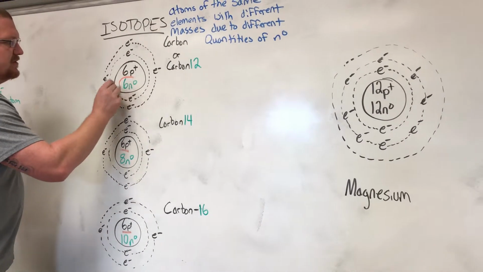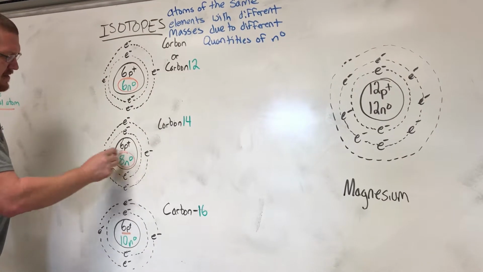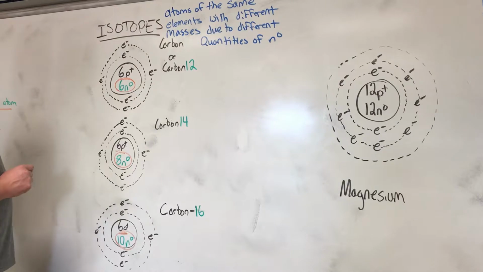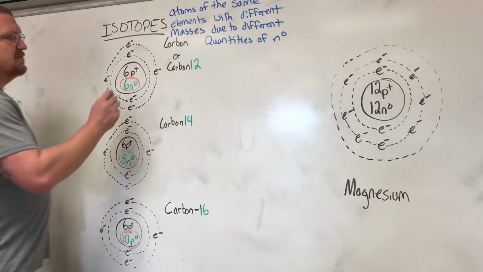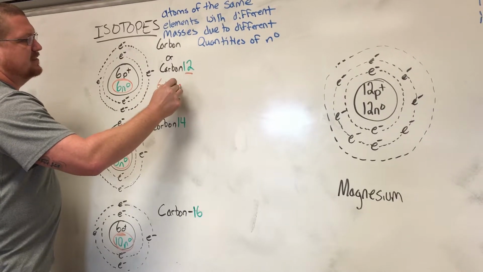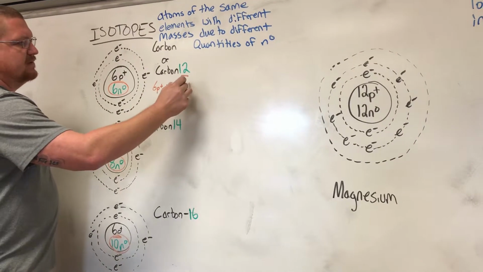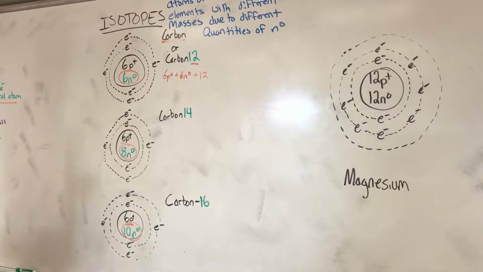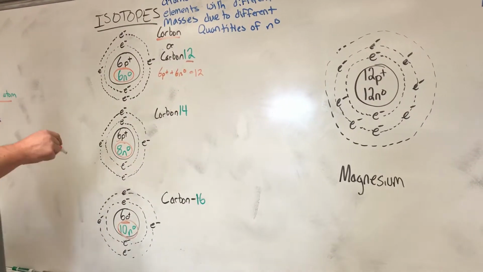But where we start to differentiate is at the neutron level. This atom has 6 neutrons. So this carbon has a mass of 12. 6 protons plus 6 neutrons equals 12. We can also just call this carbon because this is our most common form found on the periodic table.